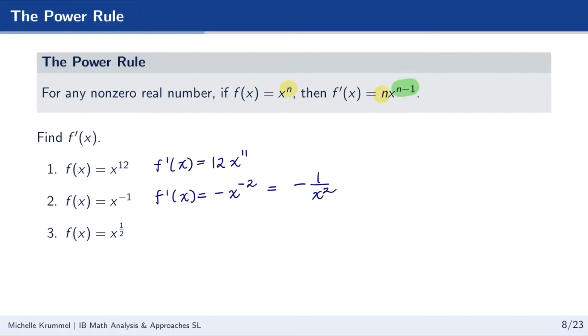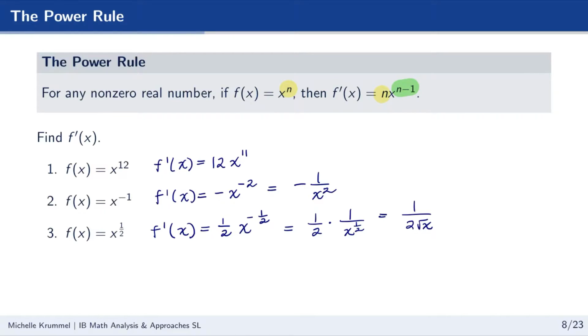If f of x equals x to the power 1/2, then f prime of x equals, let's bring down the exponent, make it a constant multiple, 1/2 x, and then we're going to decrease the original exponent by 1. So 1/2 minus 1 is negative 1/2. Let's simplify that so that we don't have a negative exponent. It would be 1/2 times 1 over x to the 1/2. And x to the 1/2 can be rewritten as the square root of x. So I can also write 1 over 2 square root x.